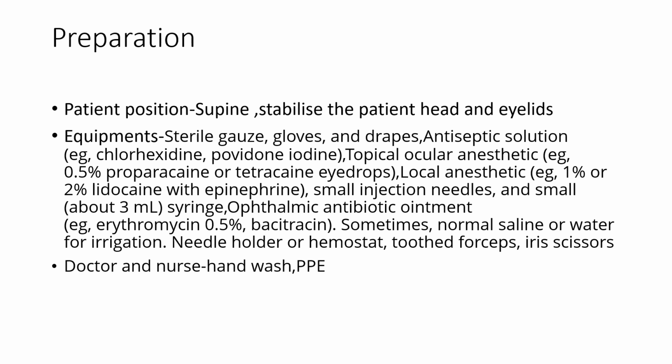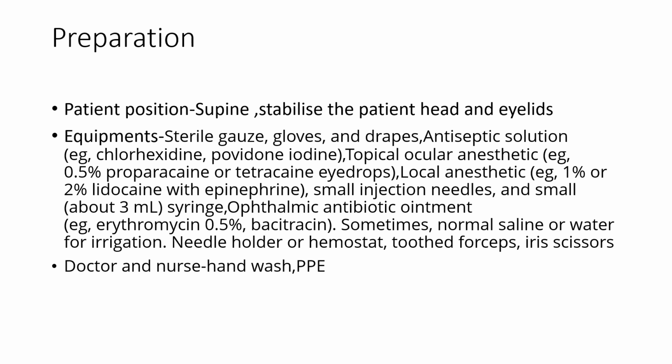Then equipments. We should gather all our equipments in a sterile tray, and these include sterile gloves, gauze, drapes, antiseptic solution, ocular anesthetics, topical and local anesthetic 1% or 2% lidocaine with epinephrine, small injection needles, a small 3 ml syringe, ophthalmic antibiotic ointment, and a hemostat or tooth forceps and iris scissors. For the preparation of the doctors and nurses, we should wash our hands and wear PPE.